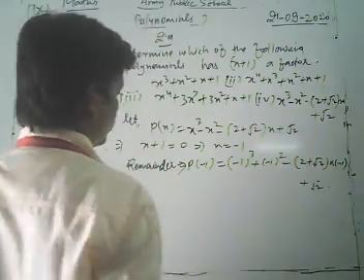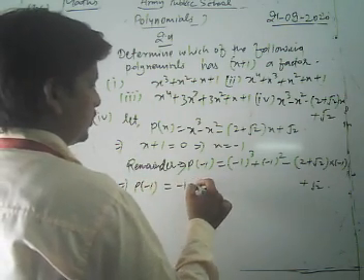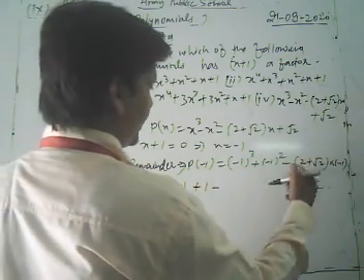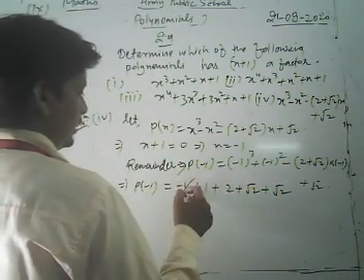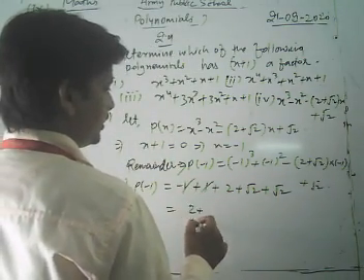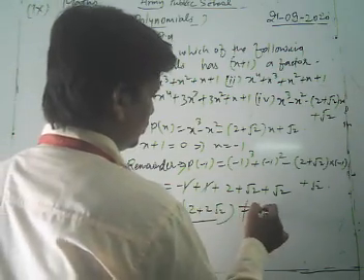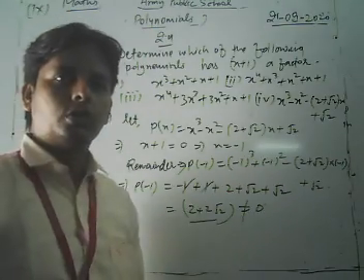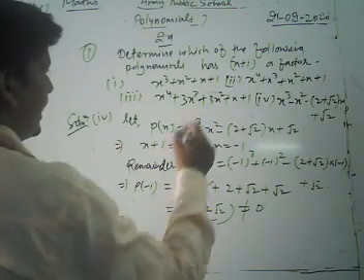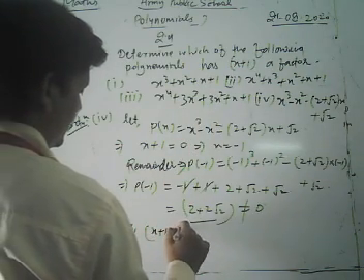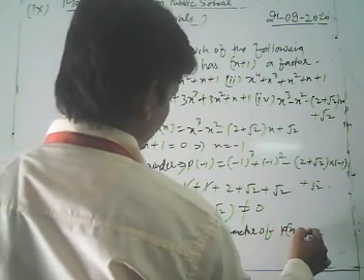Look, here we write (-1)^3 + (-1)^2 - (2 + √2)(-1) + √2. Now look what I get: p(-1) is equal to -1 + 1 + 2 + √2 + √2. So look, this cancels. Now we have 2 + 2√2, which is not equal to 0. Hence we can say that x + 1 is not a factor of p(x). This is our required answer.